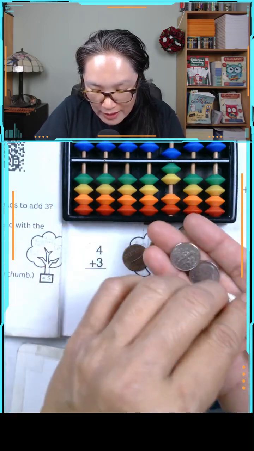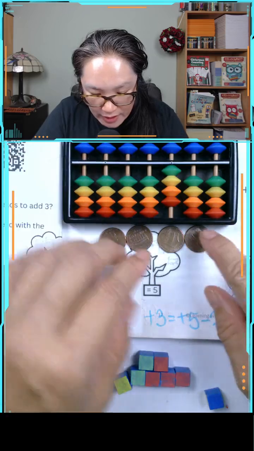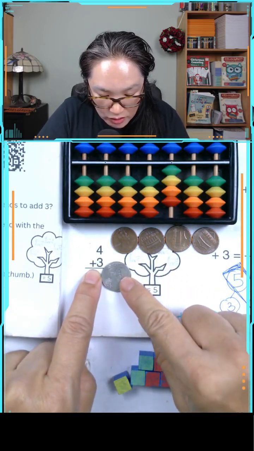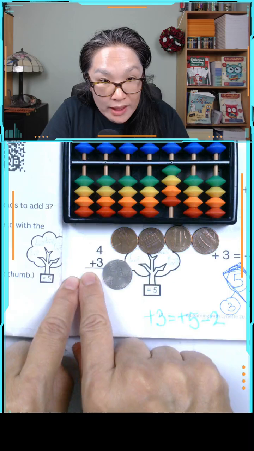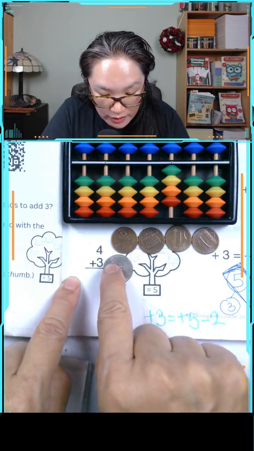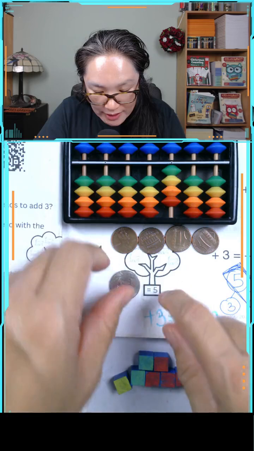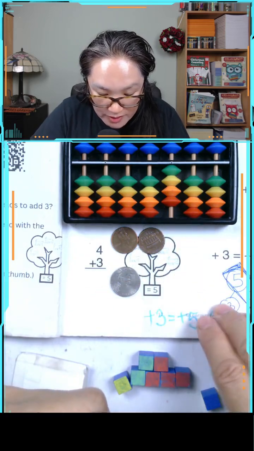So I have 4 on the abacus, right? I want to add 3. To add the 3, I have a nickel. This nickel will be enough for this 3, but I give you too much. I gave you too much in the 3. This nickel, I gave you too much, but I can't break it. Because I can't break it, I got to take away 2. So my final answer becomes 7.